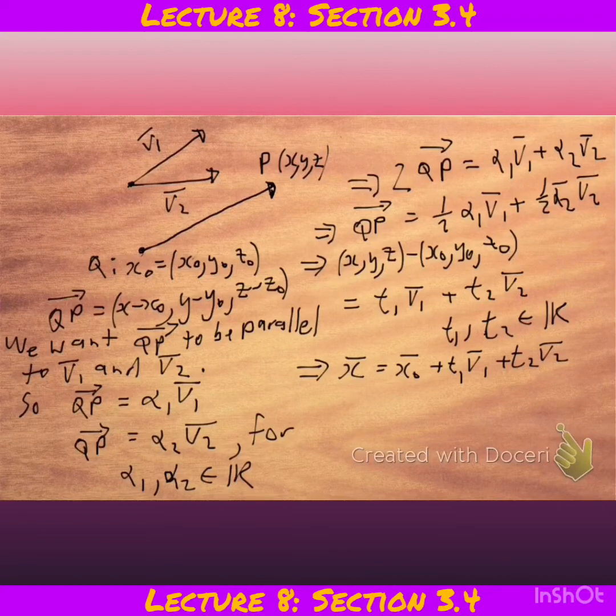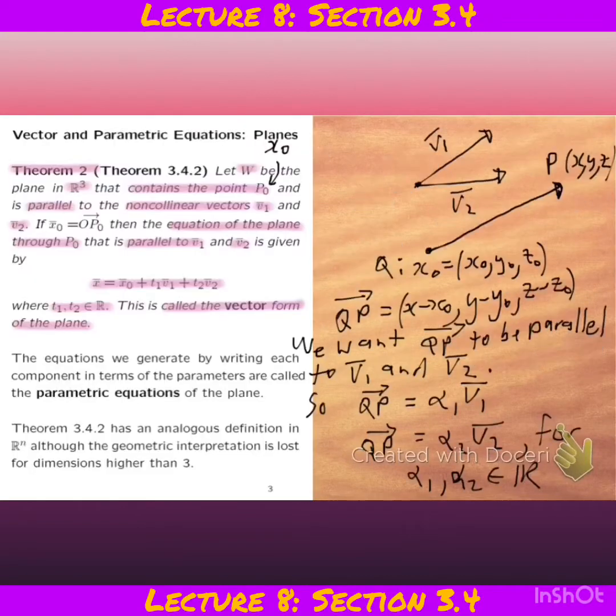All right, so like I said previously, the equations that we generate by writing each component in terms of the parameters are called parametric equations of the plane. And Theorem 3.4.2 has an analogous definition in Rn, although the geometric interpretation is lost in dimensions higher than 3. So those are the parametric equations of a plane that contains a given point P, and is parallel to two given vectors v1 and v2.